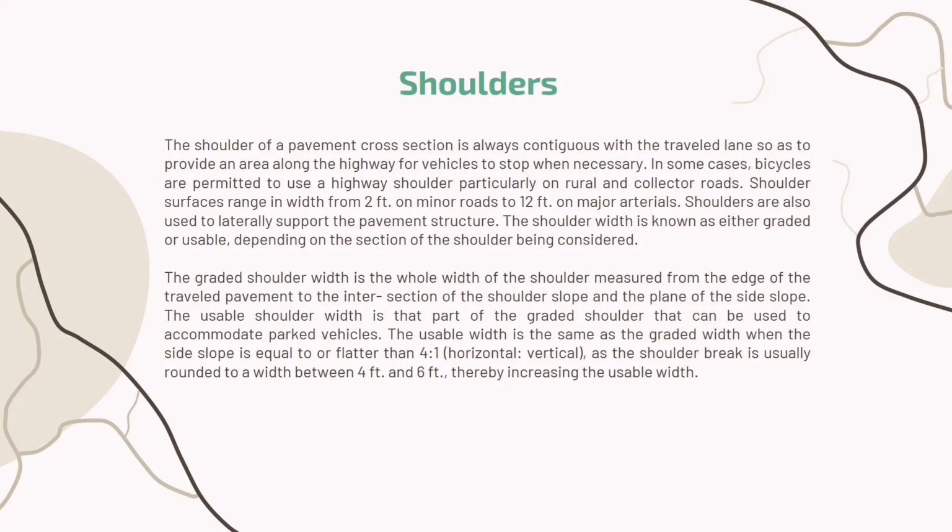The shoulder of a pavement cross-section is always contiguous with travel lanes so as to provide an area along the highway for vehicles to stop when necessary. In some cases, bicycles are permitted to use a highway shoulder, particularly on rural and collector roads. Shoulder surfaces range in width from 2 feet on the minor roads to 12 feet on the major arterials. Shoulders are also used to laterally support the pavement structure.